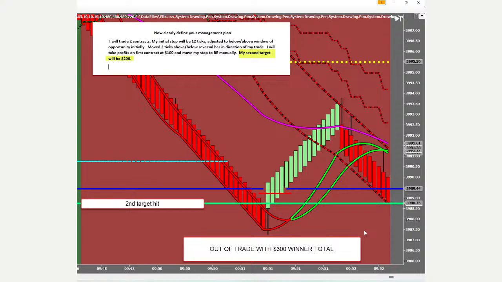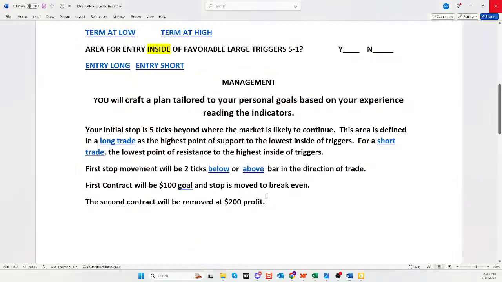And you exit. And it doesn't matter what happens next. It doesn't matter if it goes for 50 points, guys. You just got paid with the highest probability trend trade. And what you did is you taught yourself through a very if-then scenario how to manage a trade.